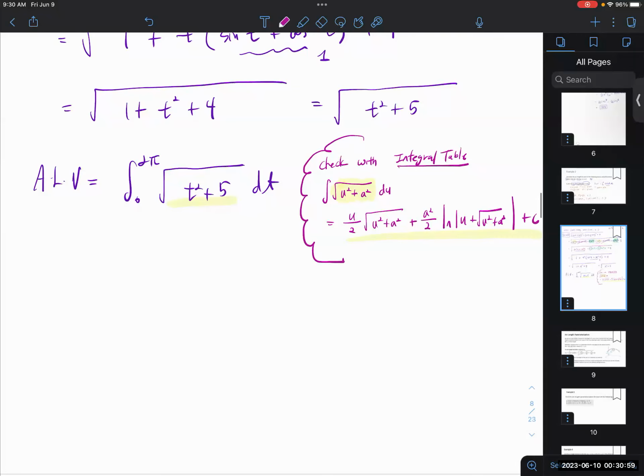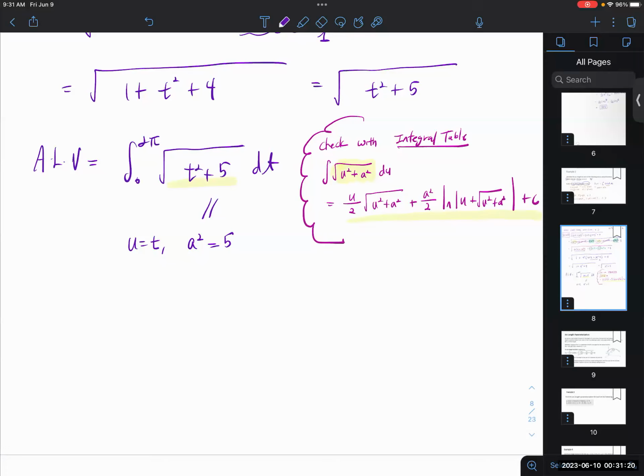So what happened? In this answer, we see that u is a t. And then I see that a squared is going to be 5, correct? So we can utilize it. U is a t over 2.